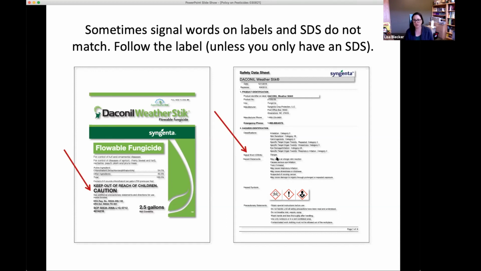This signal word is like if it's corrosive to metal or if it's an environmental hazard or something like this. So it's the signal word on the label. If you have a label, you follow the label signal word. So any information you have on the label, that is primary. SDS is supplemental to that, okay? Not in place of. But if you don't have a label, then you have to rely exclusively on the safety data sheet.